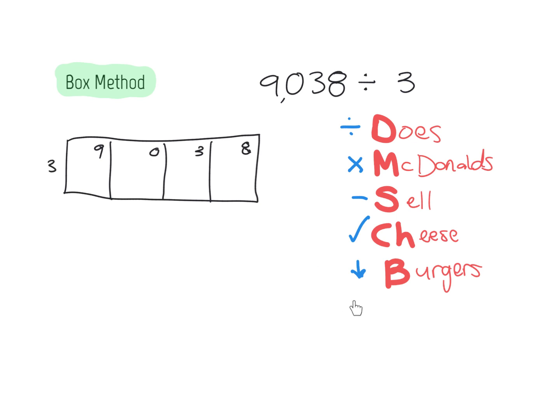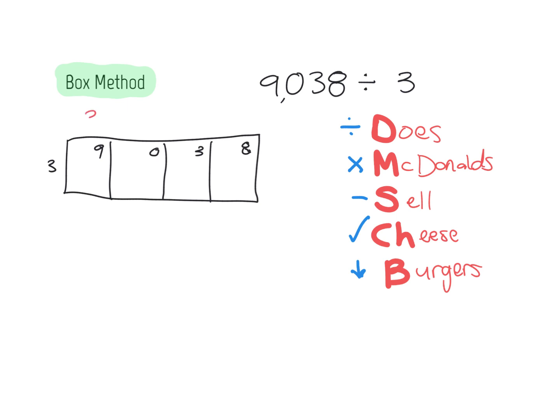Okay, we have a phrase that will help us to know all the different steps for this method. It's does McDonald's sell cheese burgers? And in this phrase, it's a mnemonic device to help us remember to divide, multiply, subtract, check, bring down, or bring over. Okay, so here's what that means. Start with your 9. I want to divide 9 divided by 3. How many times does 3 go into 9? Well, 3, 6, 9. It goes in 3 times.